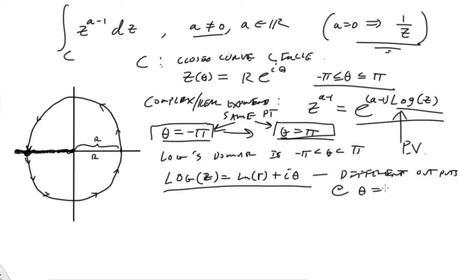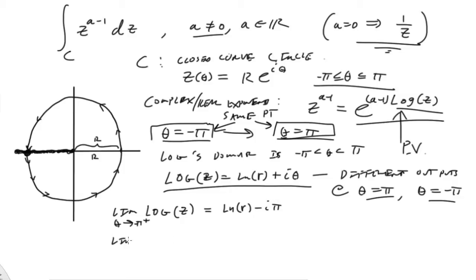At theta equal to pi, and theta equal to negative pi, they're not allowed into the domain of log. But the idea here is if I take log z, and I take the limit as theta goes to negative pi from the positive side, we can see that that's going to equal natural log of r plus, minus i pi.